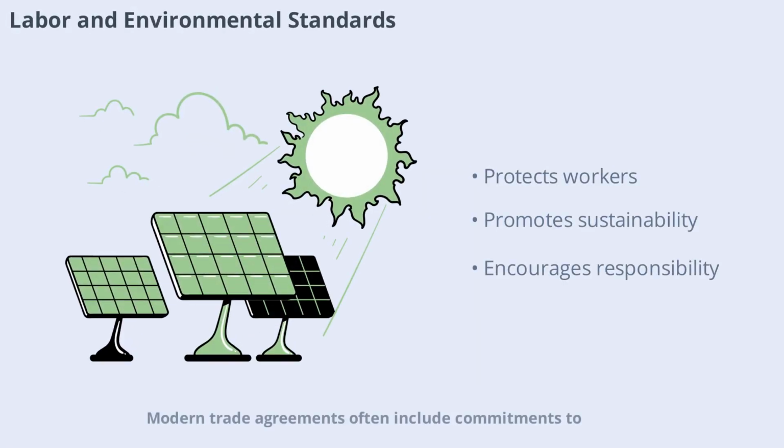Modern trade agreements often include commitments to uphold labor rights and protect the environment. These provisions aim to ensure that economic growth does not come at the expense of workers or the planet. For example, agreements may require countries to enforce minimum wage laws, ban child labor, or reduce pollution. By including these standards, trade agreements promote sustainable development and responsible business practices.